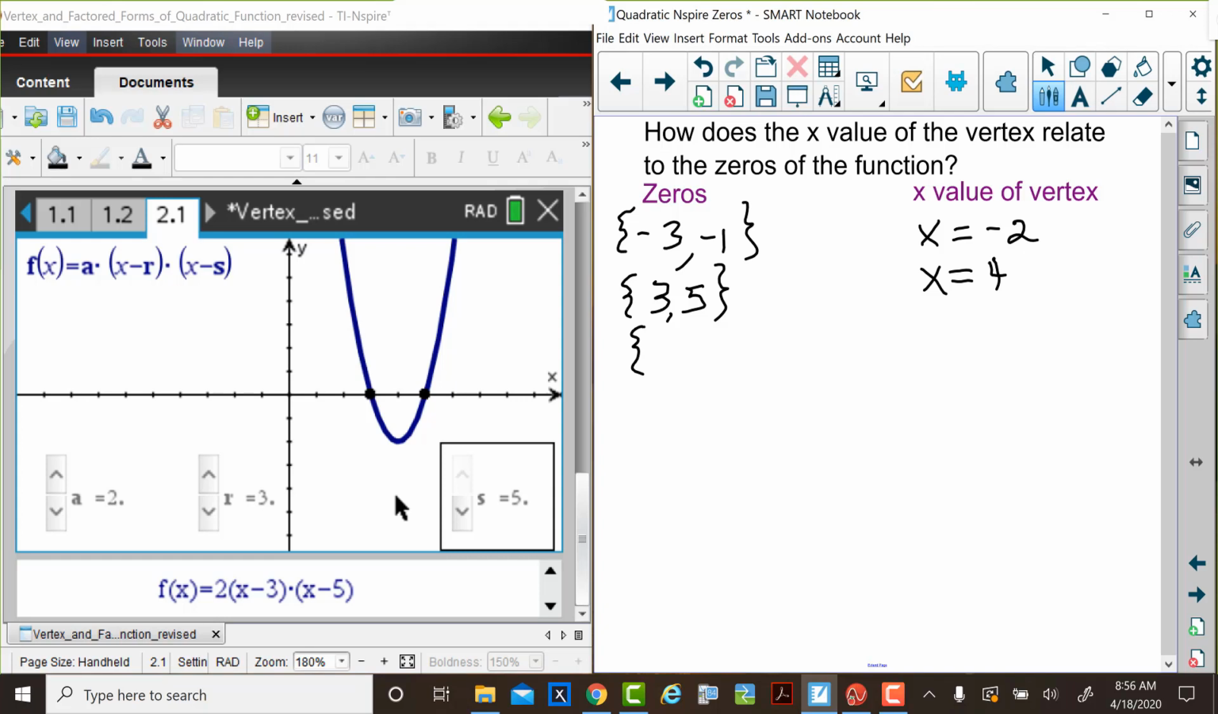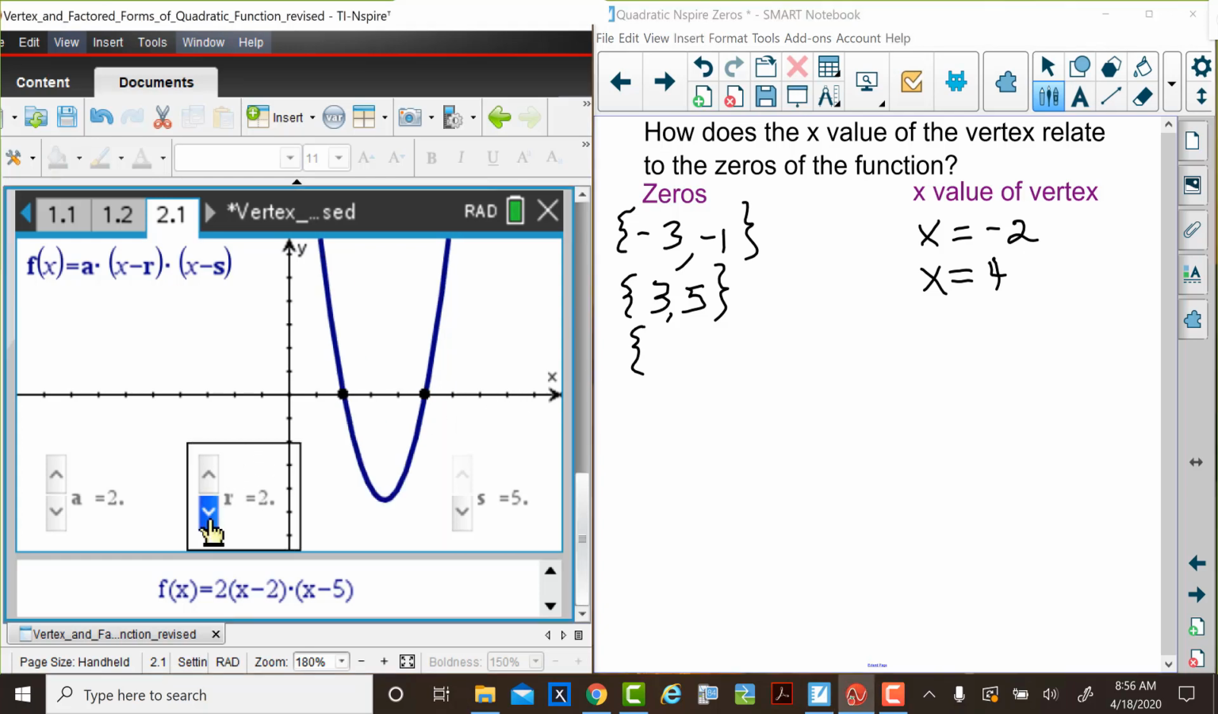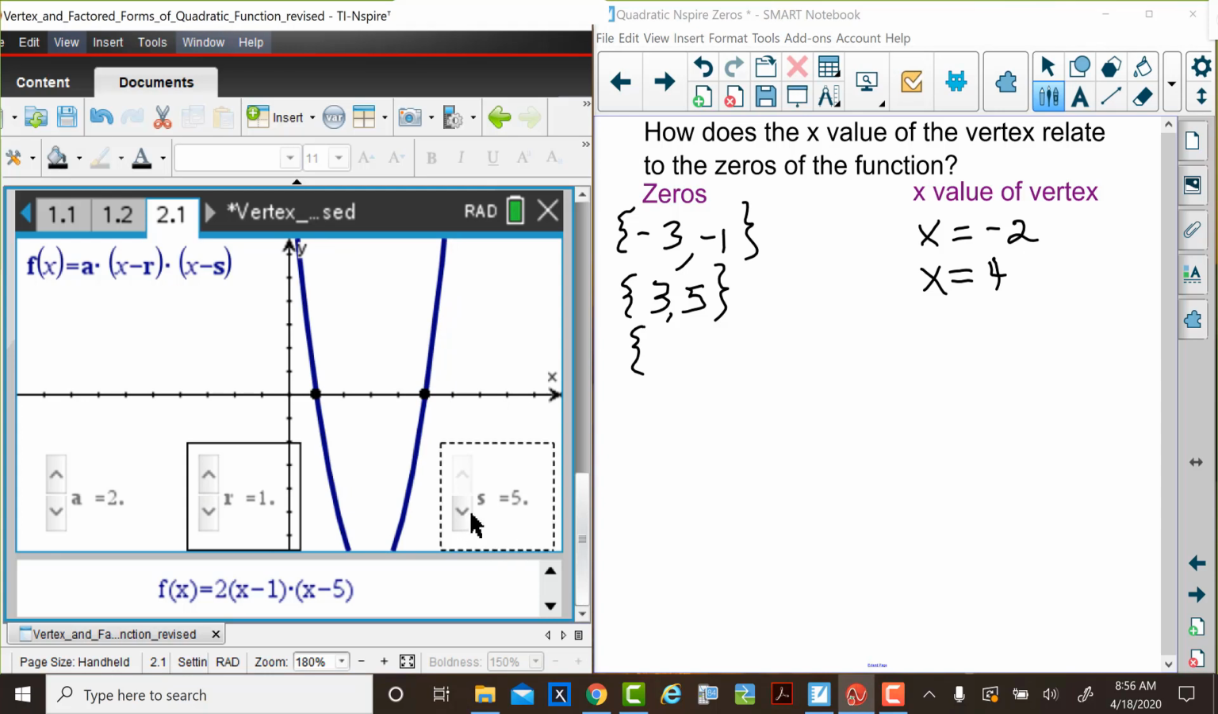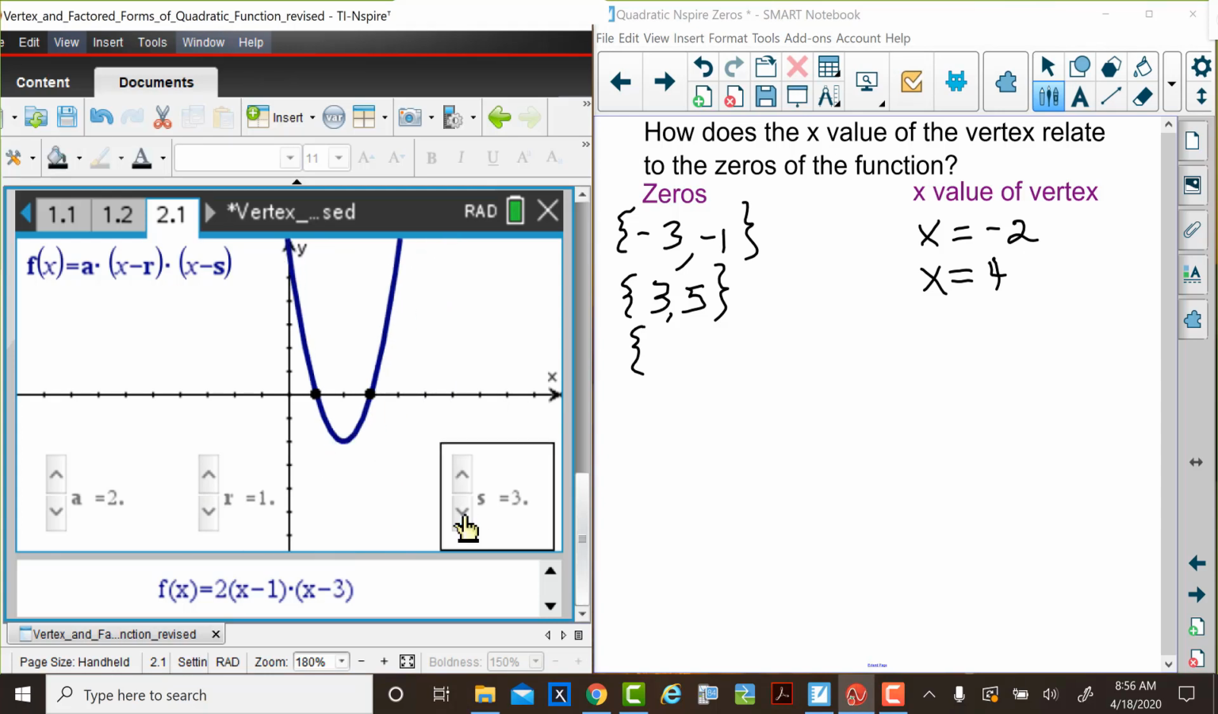Let's do 2 more zeros. Let's make r equal to 1 and s equal to 3. Notice your factors at the bottom of the page on the left. So our zeros are now 1 and 3.